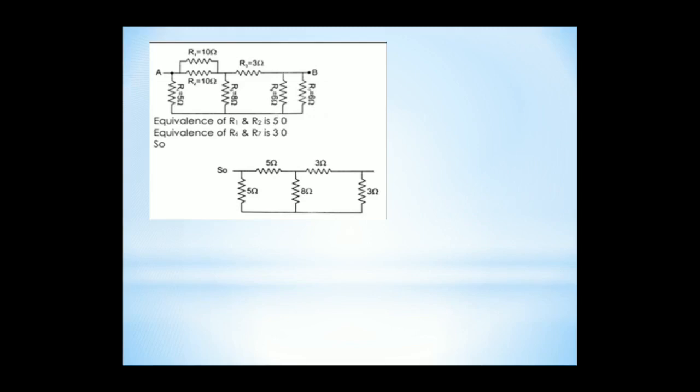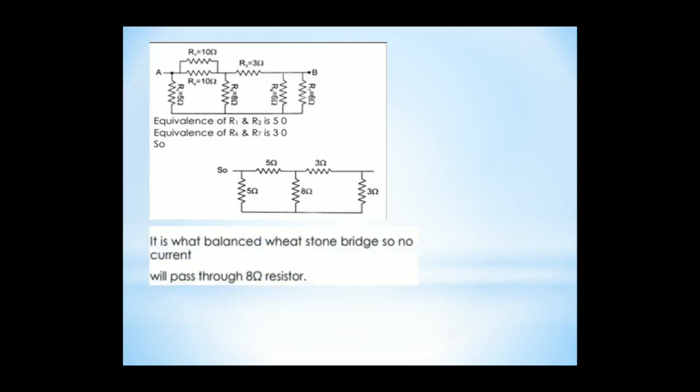We can have the equivalent circuit which is shown in the figure. We have 5 ohm resistance on the left side and 3 ohm resistance on the right side, and in the center we have an 8 ohm resistor. So it is a balanced Wheatstone bridge. When we have a balanced Wheatstone bridge, no current flows through the 8 ohm resistor. This means we can remove the 8 ohm resistance.